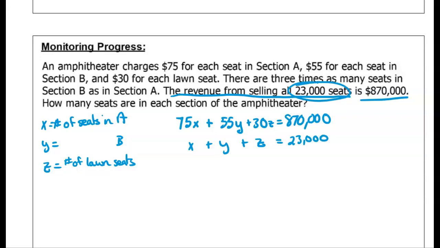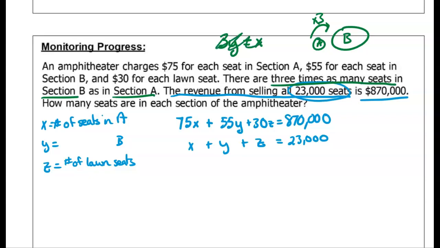Now, last but not least, this is always the hardest one. There's always just a third equation that you have to really think about. There are 3 times as many seats in section B as in section A. Now, everybody wants to sit here and go, okay, 3 times the seats in B equals A. But that's not quite right. Here's section A. Section B is 3 times bigger. So you're taking A times 3 to get to section B. So you need to do 3 times x equals section B, which is y.